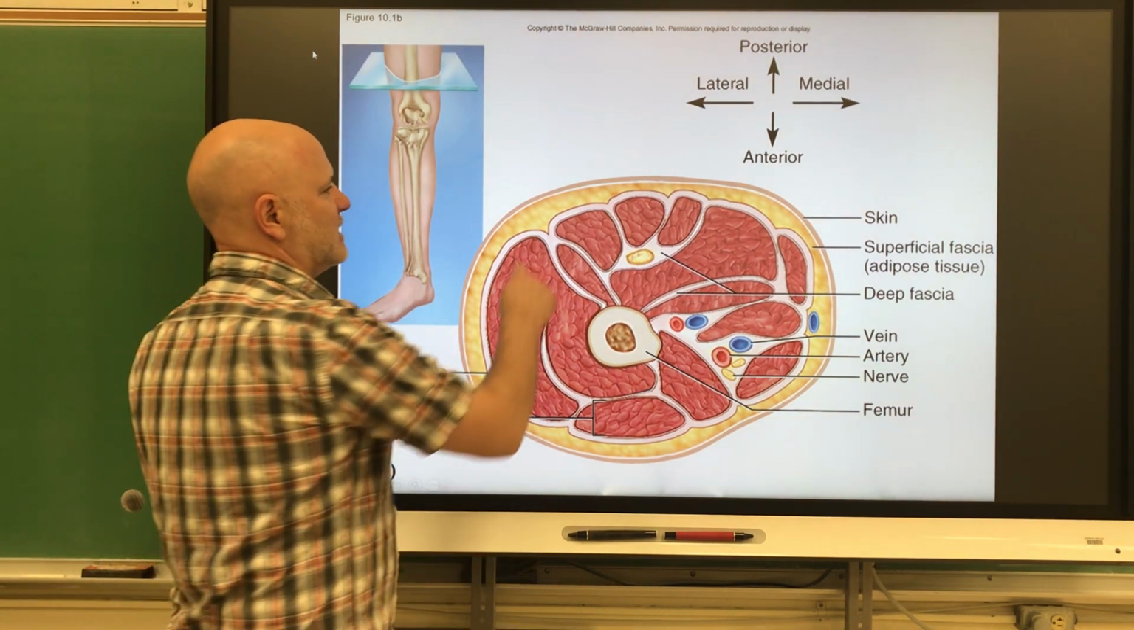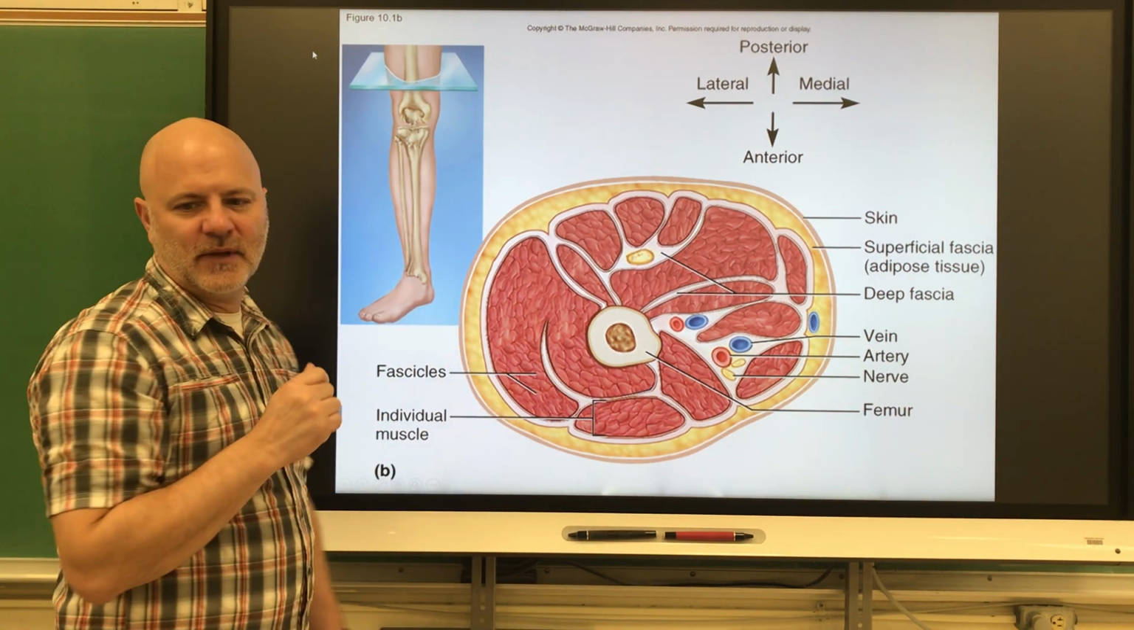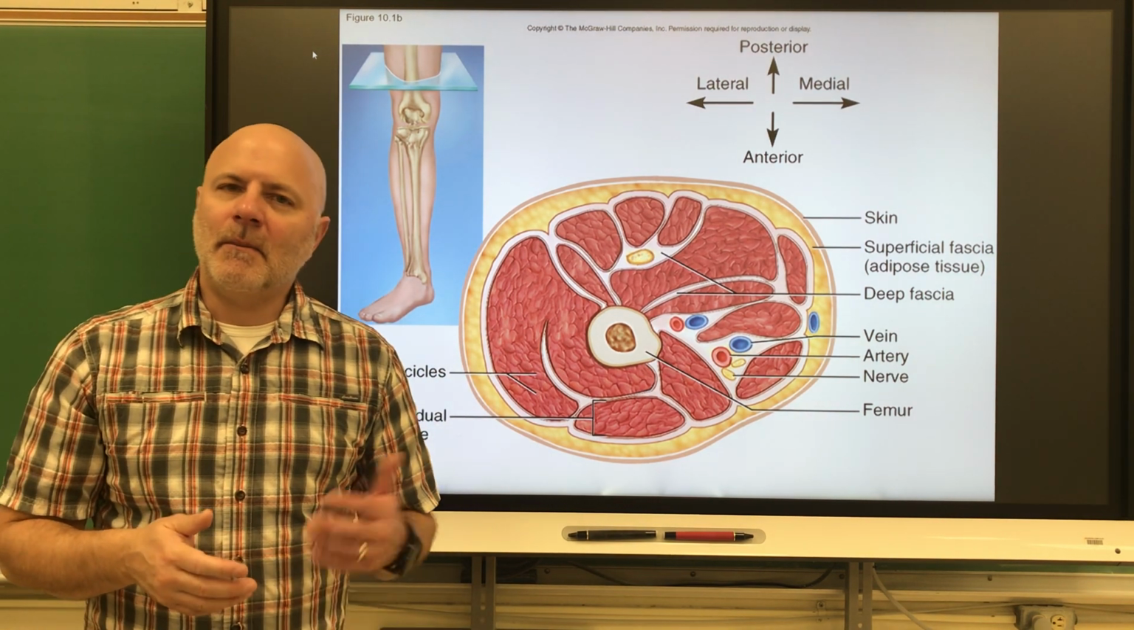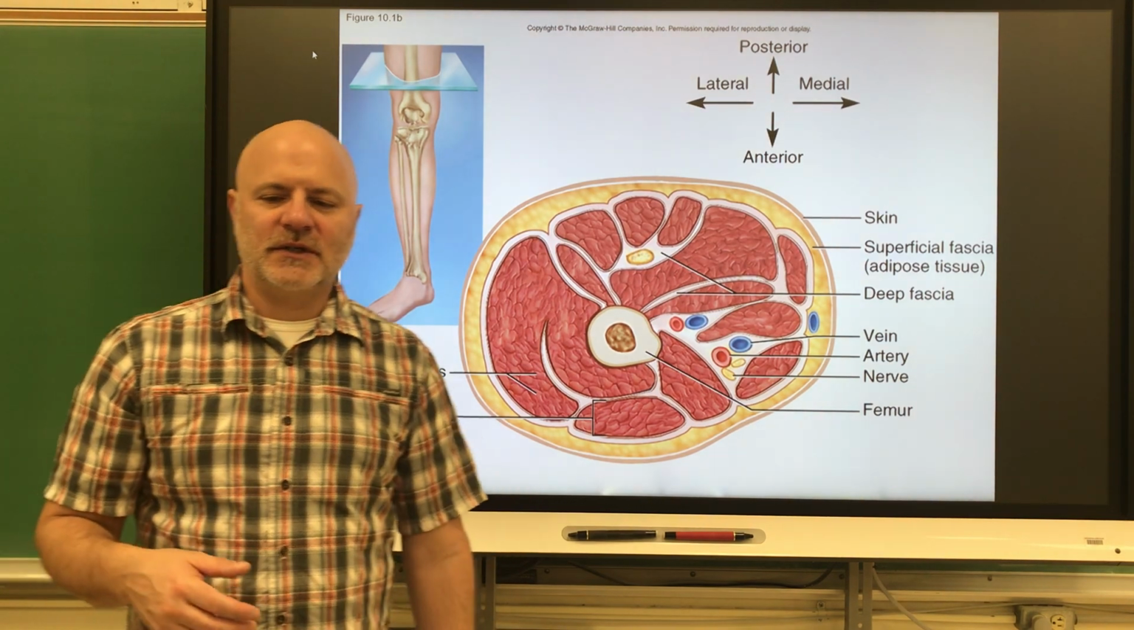Next is superficial fascia, which is what we see here on the edge. You see skin and then that superficial fascia. This is connective tissue between the muscles and the skin, and it may contain adipose tissue. I don't know why it says may. It does contain adipose tissue.